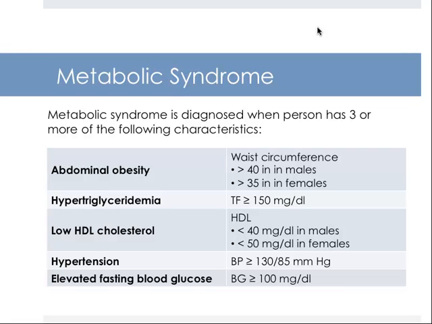He's got 3. What's the third one? HDL is less than 40. That's right. He does have 3. Okay. So his triglycerides are 185, his HDL is 38, and his blood sugar is 101. So he has 3 or more. Yes, he has metabolic syndrome.